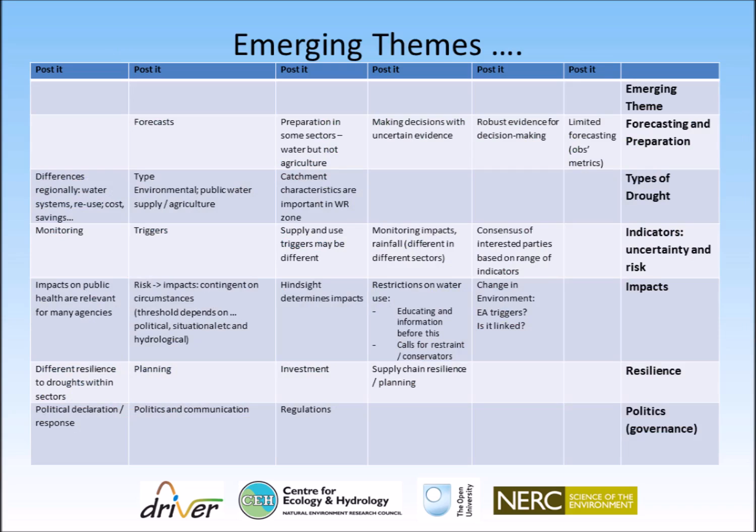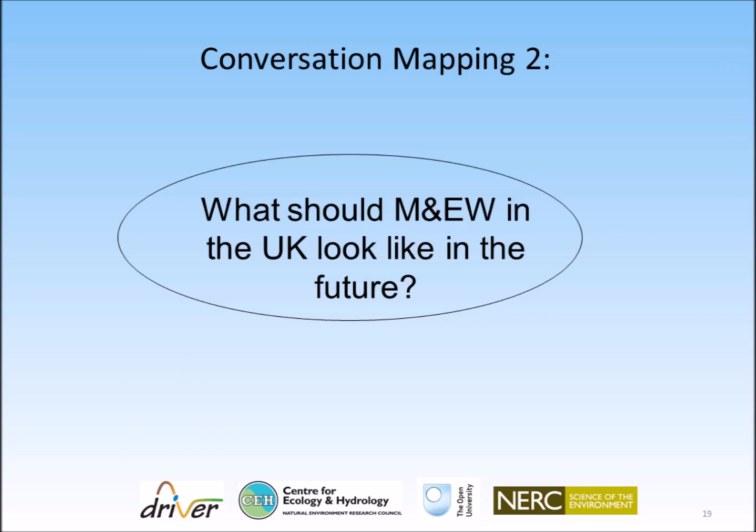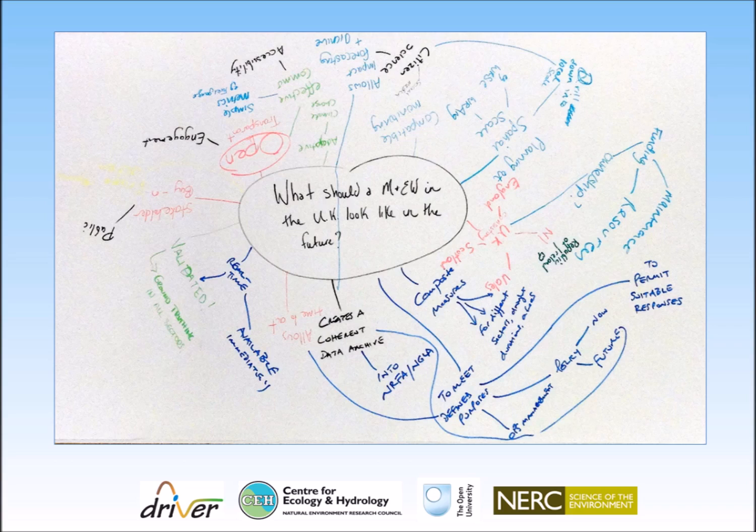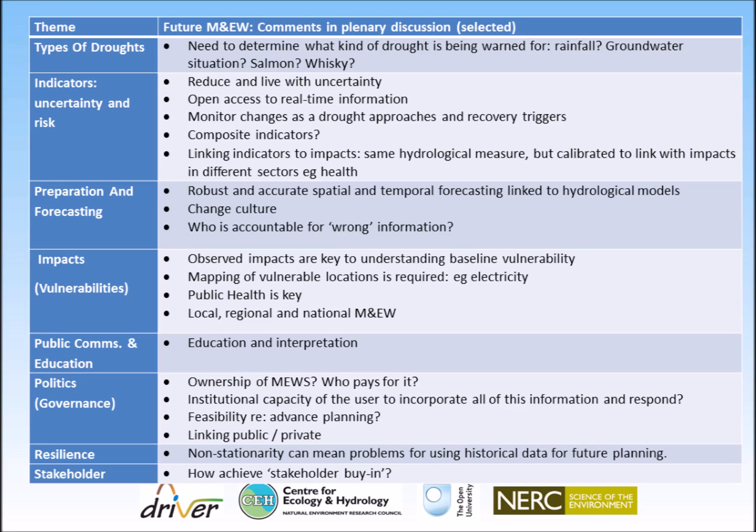And then we moved on to something about how should we look at monitoring and early warning systems in the UK in the future. And again, had a conversation around that, which revealed, again, this is just one table's example of their conversation mapping. And again, I don't have time in this short presentation to deal with that, but to show you that essentially these are the kinds of elements that come out of their conversations. So here we have the themes that I showed you on my side down here, and these are the kind of issues that are pulling out.